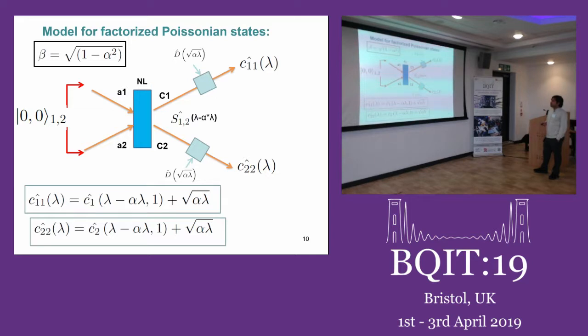In this scheme, the lambda is displaced by another parameter called alpha by this amount, and then if we displaced by this amount, then this mode transformation has been generated. One can see this is the two mode squeezing operator where the lambda is displaced by this amount, and then further displacing each mode by alpha lambda square root, this transformation is generated.